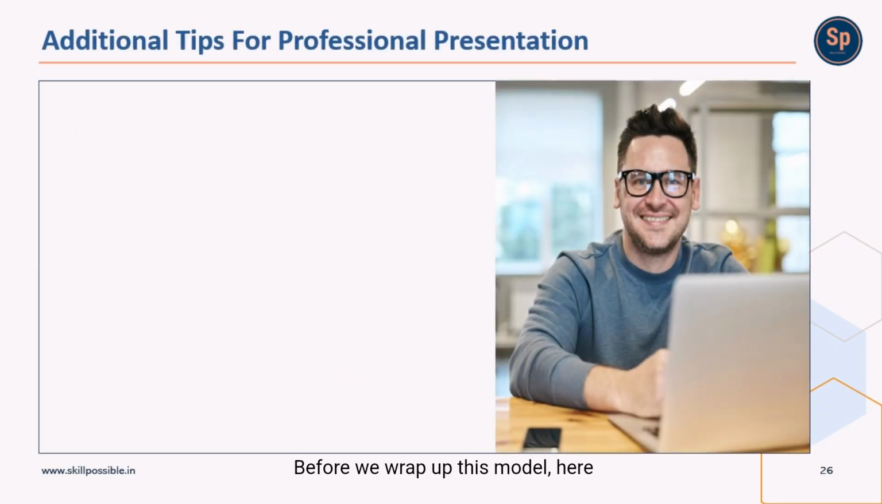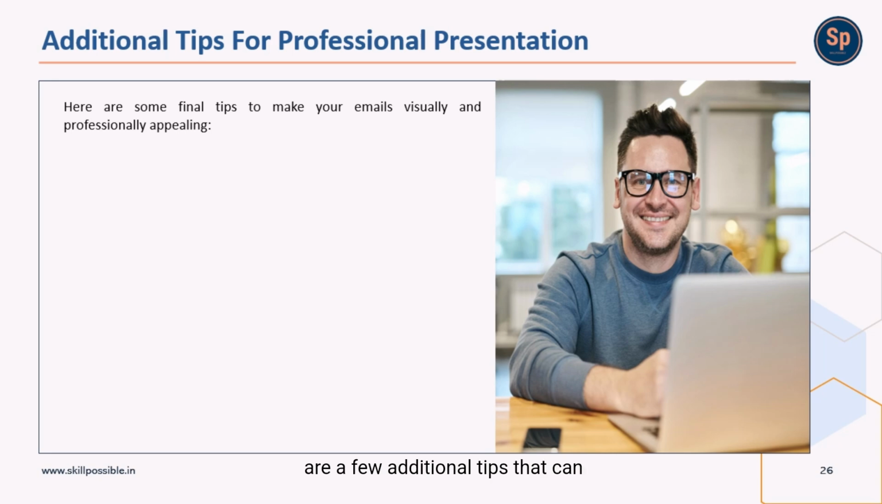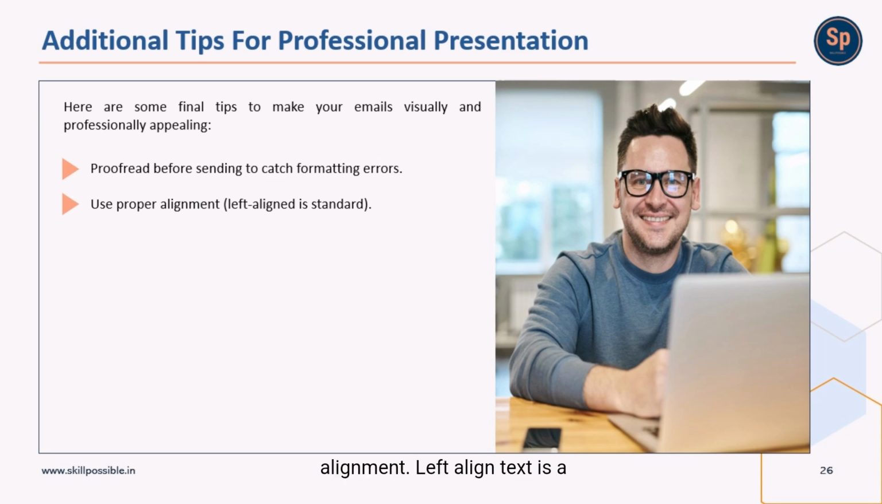Before we wrap up this module, here are a few additional tips that can help make your emails look more professional and visually appealing. First, always proofread your email before sending it. This helps you catch formatting issues like uneven spacing, missing line breaks, or misplaced bullet points, along with any spelling or grammar mistakes. Second, use proper alignment. Left-aligned text is a standard for professional emails. It's easier to read and looks clean and organized across all devices.